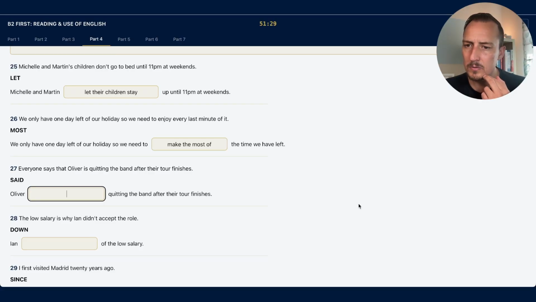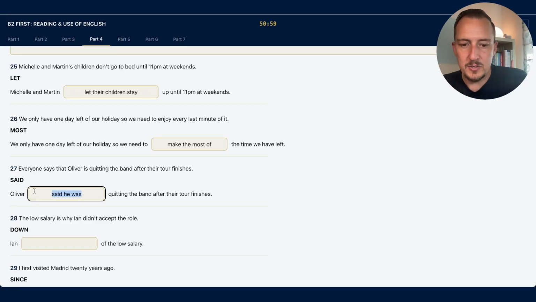Oliver quitting the band. Oliver said he... No, okay. Ah, got it. Right, yes. If you, like me, originally thought said he was, but that doesn't have the same meaning as the first sentence. So it's not Oliver in the first sentence. It's not Oliver saying he is quitting the band. It's everyone else. Other people are saying it.